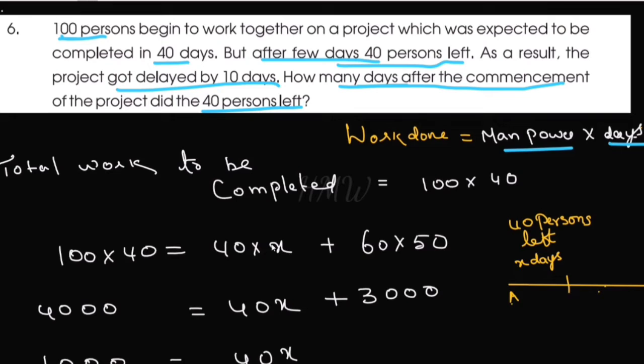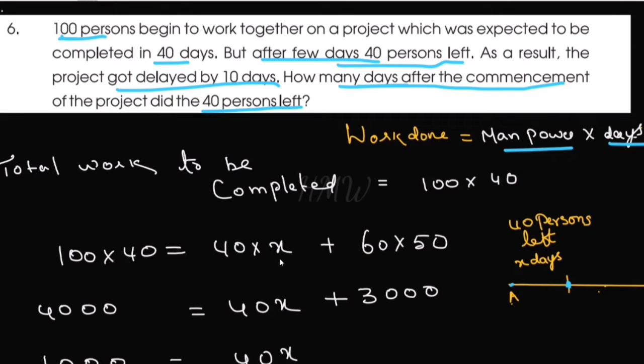But what happened here? After X days, 40 people left. So these 40 people worked only for X days. They worked only from here to here. After this, they just left. So work done by these 40 people is 40 into X. Some work is done, but the work is not completed. Total work is 100 into 40. They have to work for 40 days.